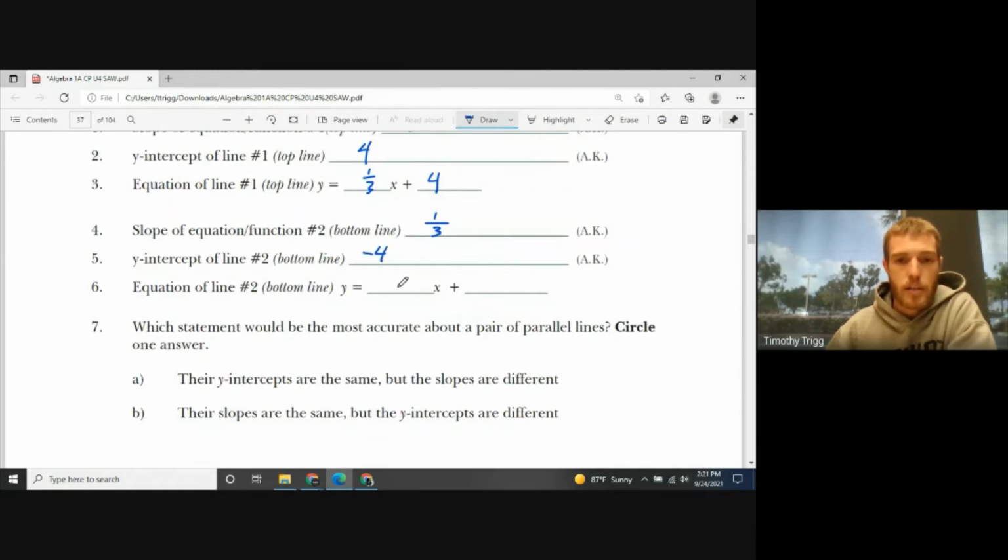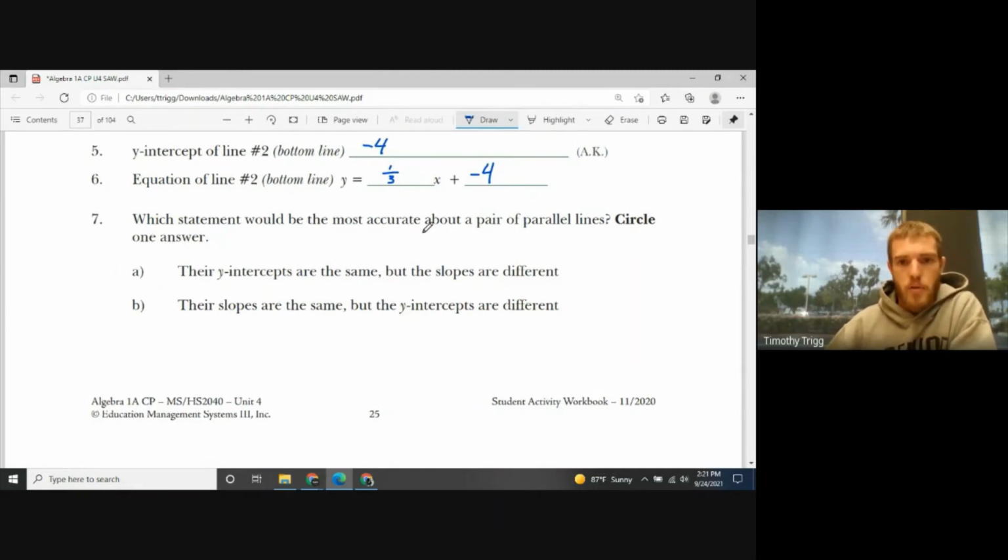So what's the equation of this line? y equals 1/3 x plus -4. A lot of times when you write the equation, you won't write plus -4. You would just write -4. That means the same thing.